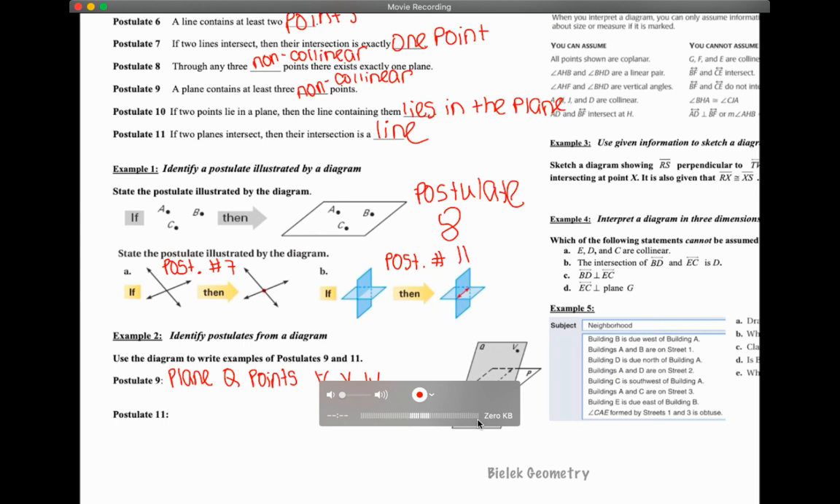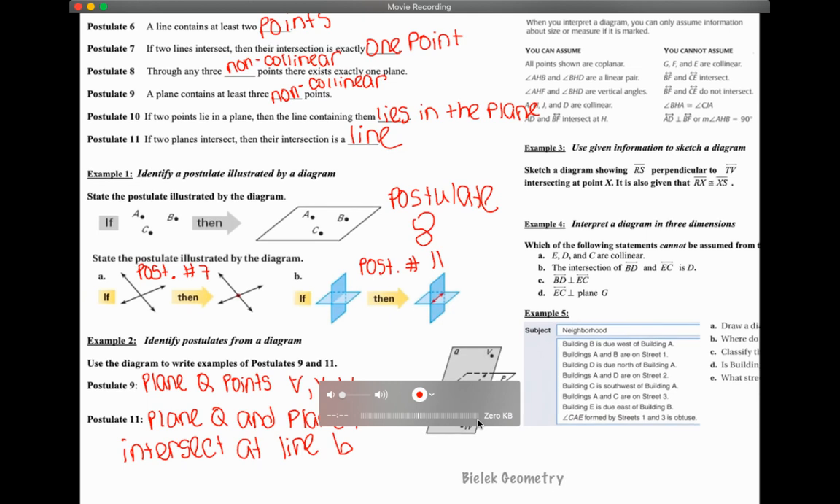And then postulate 11 is if 2 planes intersect, they intersect in a line. So we want to look at the intersection of plane P and plane Q, and they intersect on line B. So we're going to say plane Q and plane P intersect at line B. Okay, so that's that section.